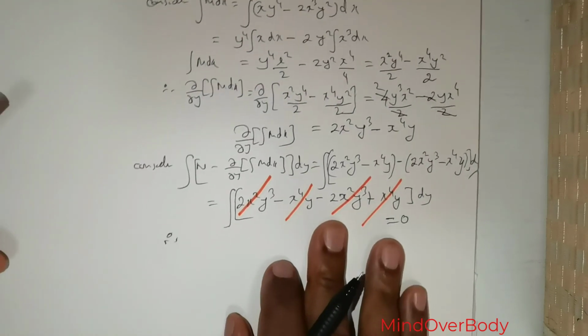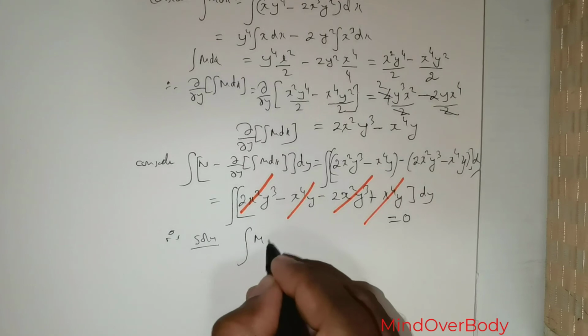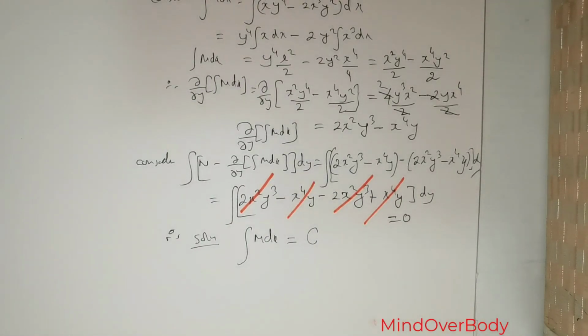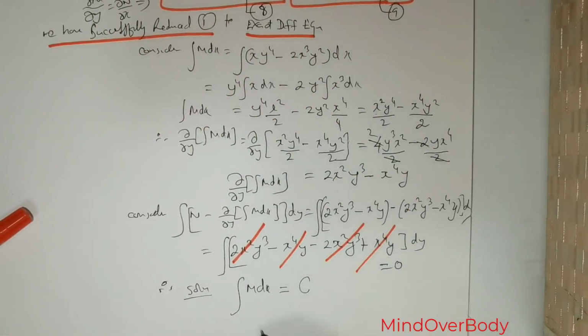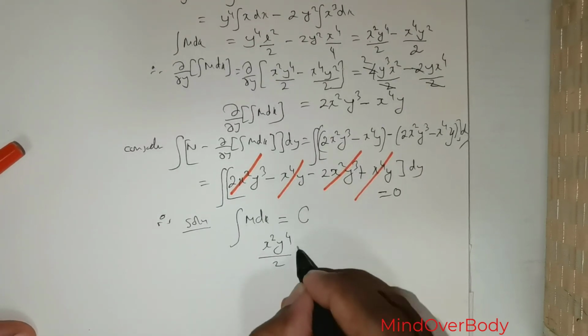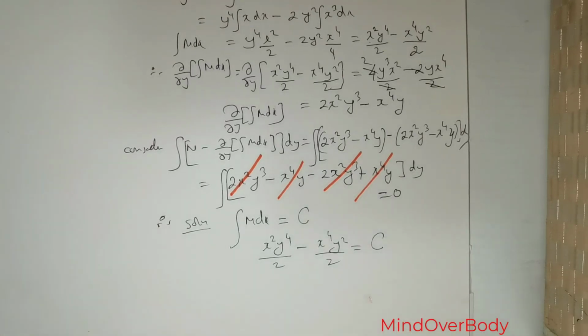So therefore what happens to the solution? So therefore the solution is going to be integral m dx is equal to c, because this is going to be 0, right? So what is integral m dx? Integral m dx is this quantity, so write that down. So x squared y power 4 divided by 2 negative x to the power of 4 y squared divided by 2 is equal to c.